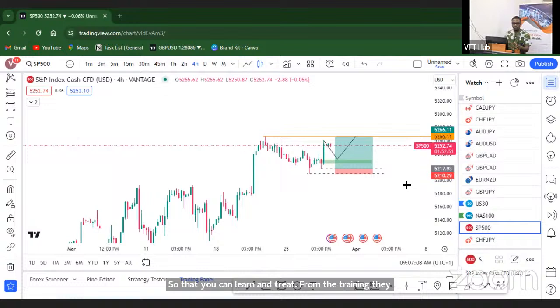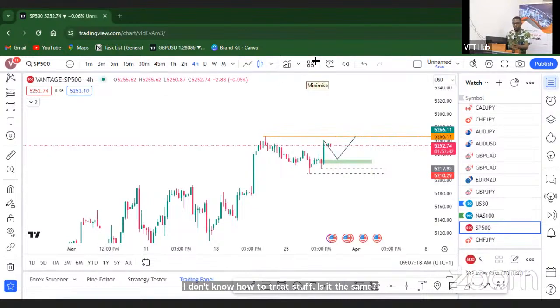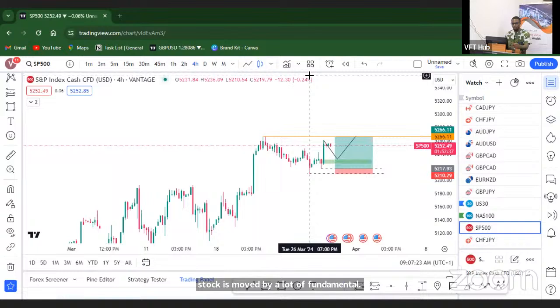I have a question here from Baba Aliu. I don't know how to trade stock. Is it the same? It's not the same way currency is traded. Stock is moved by a lot of fundamentals. Their principles are almost the same, but you want to lean more to what the fundamentals are saying, because a single company's report can begin to drive up the entire NASDAQ price, and you'll be wondering what is happening. For the last 2-3 weeks now, Nvidia's earnings report alone single-handedly drove price through the roof.